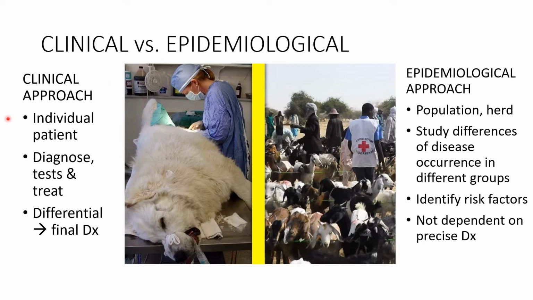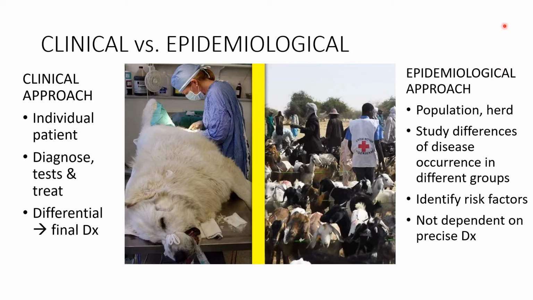So first, in the clinical approach, a veterinarian may be seeing one patient at a time. So they diagnose, test, and treat cases or illnesses in such patients. And of course, they may come up with a set of diseases that may be the cause of the illness of the case. And of course, that is your differential diagnosis. As you do your clinical pathology and other tests, you can rule out from the differential diagnosis to reach your final diagnosis and treat it accordingly.